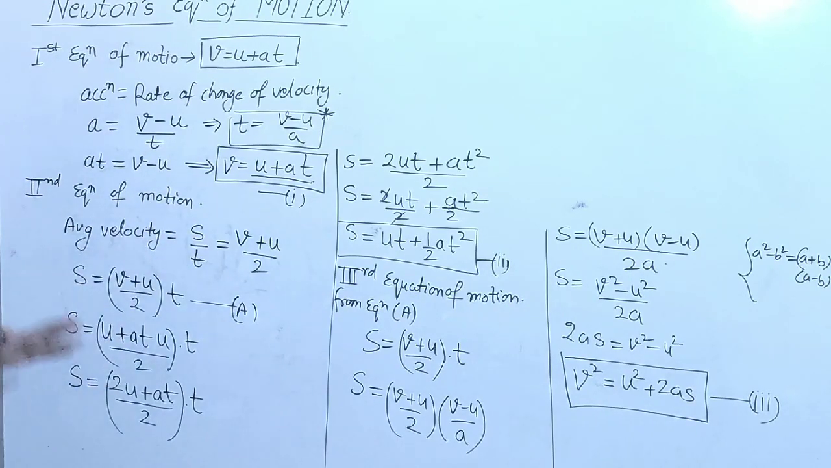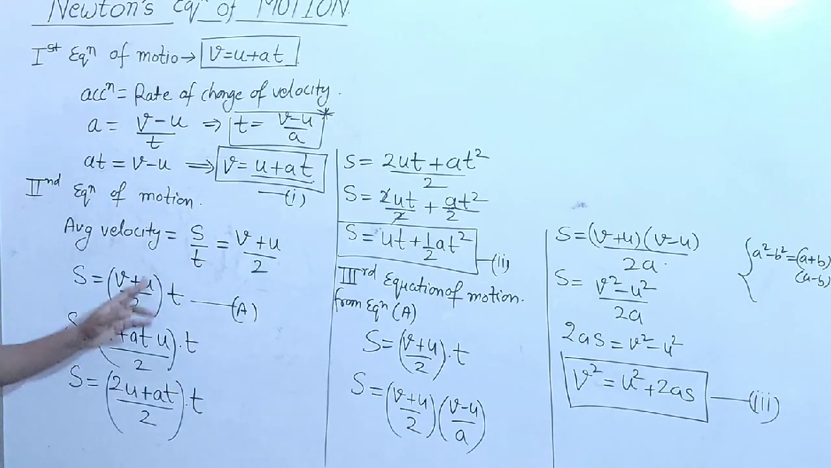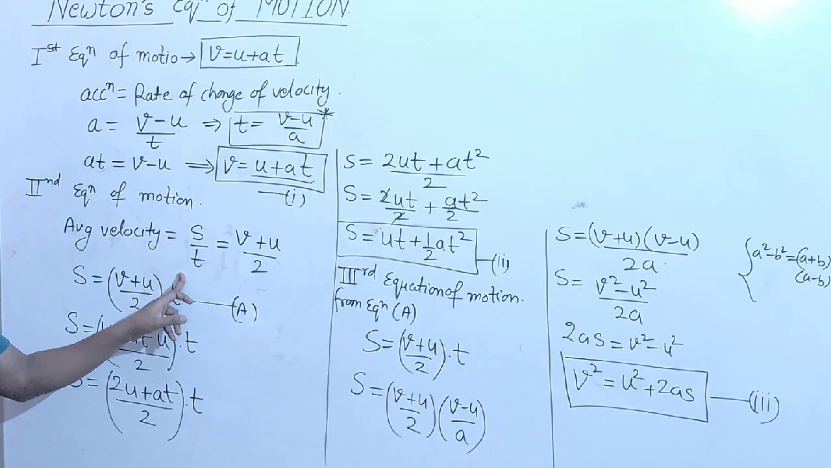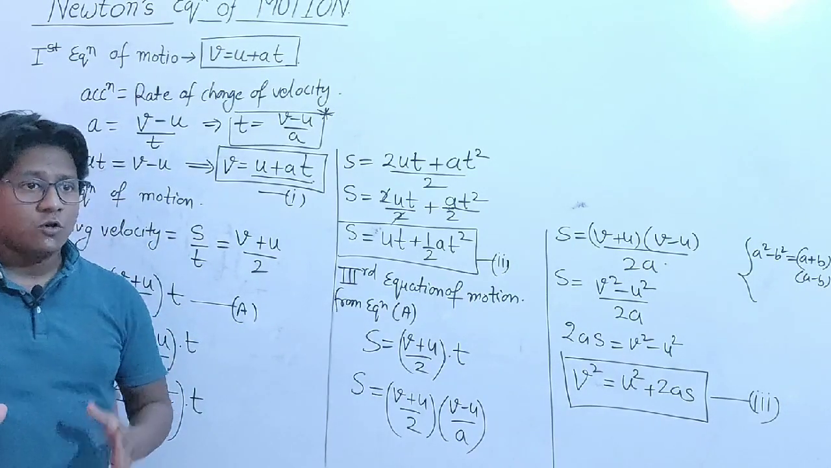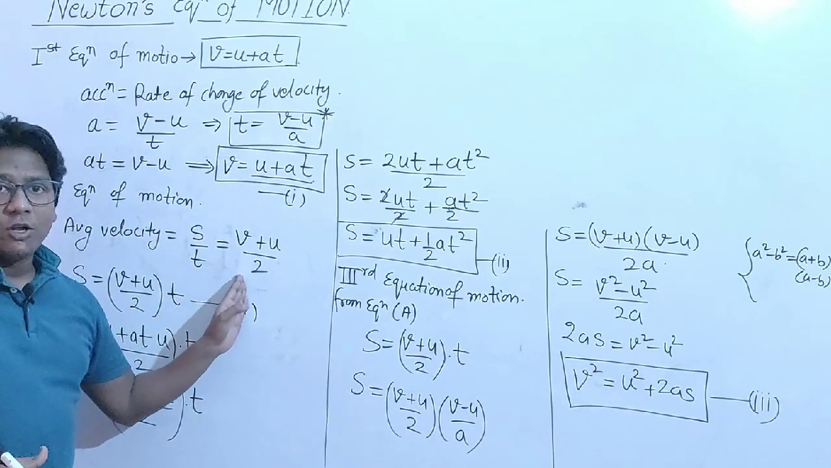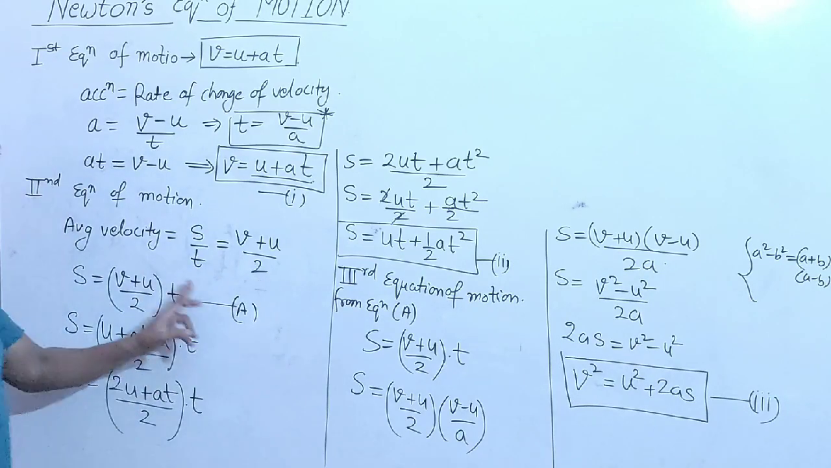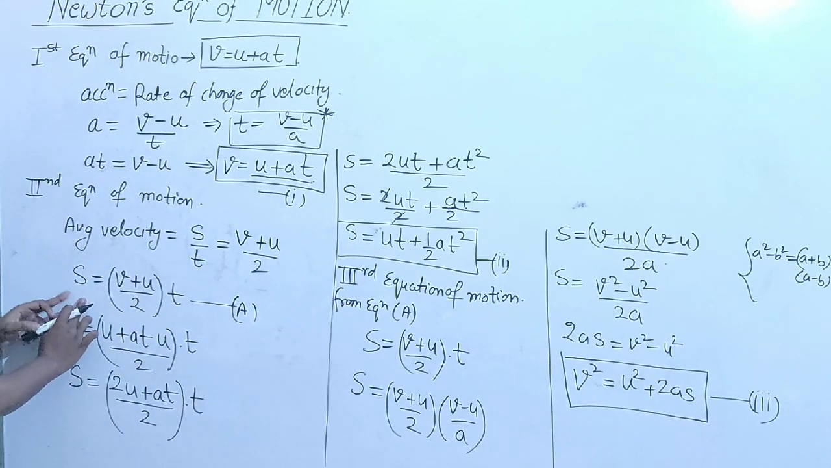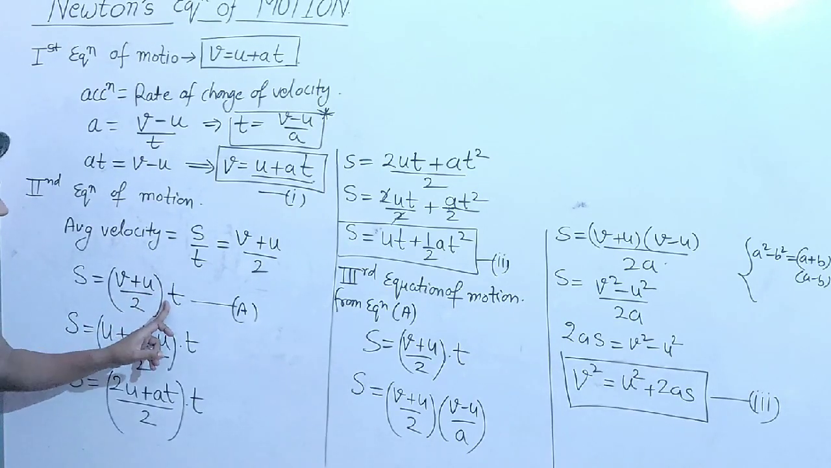It is very simple. For the second equation, we have to use the average velocity formula. Average velocity is total displacement upon total time, so s by t, and also average velocity is equal to (final velocity plus initial velocity) by 2. Equating both the equations, we will find the displacement equation: s is equal to (v plus u) by 2 into t.